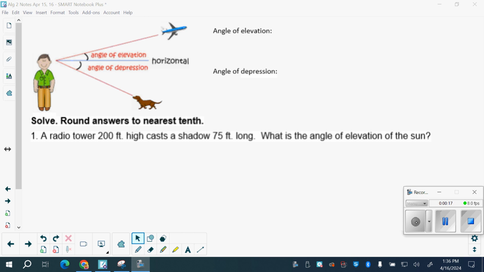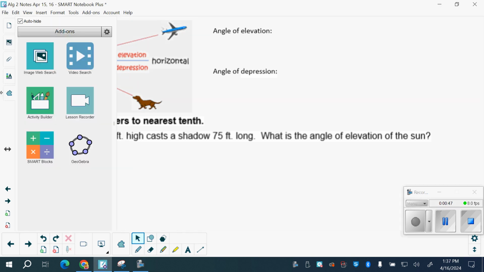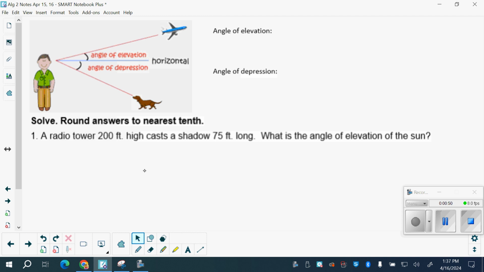So we have a person here, and we've got a horizontal line with angle of elevation and angle of depression. We always have a horizontal line. Horizontal lines go left to right or up and down? Left to right. Yep. So here's our horizontal. And our angle of elevation is going to be looking up, so going up this way, looking up to the plane. This person looking up to the plane would be an angle of elevation.